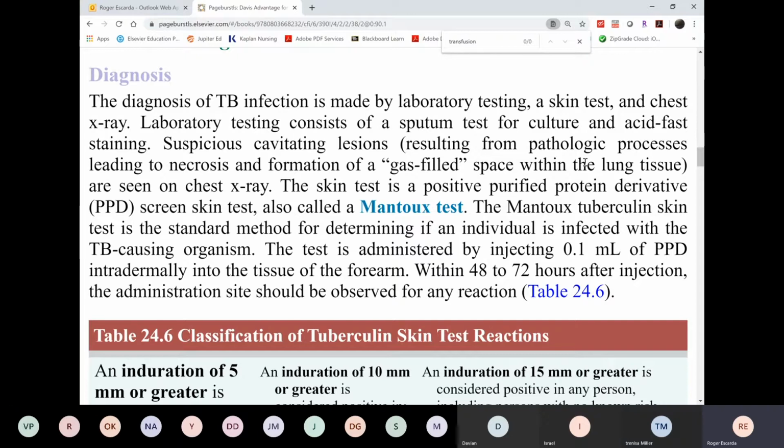Because of that, though, getting a PPD test, especially if it's done within 10 years of getting a BCG, can result in a false positive. However, new data shows that the BCG vaccine we received as a child did not provide lifetime immunity.